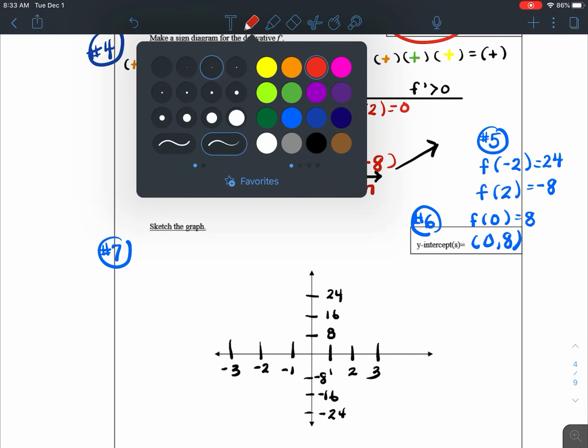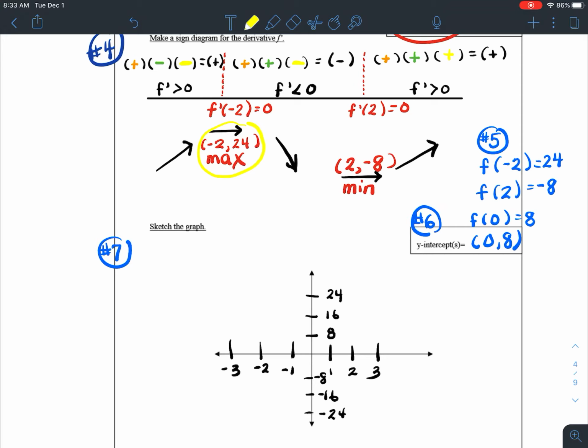The next thing you want to do is put those points, this point here, and the y-intercept, put all 3 of those on your graph. As you plot them, next to the point, label the coordinates and label what that point is: max, min, y-intercept. So we're going to label 2, -8. We said that was a min. And then 0, 8. We said that was a y-intercept. So now I have my 3 points here.